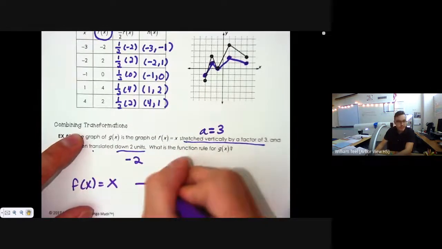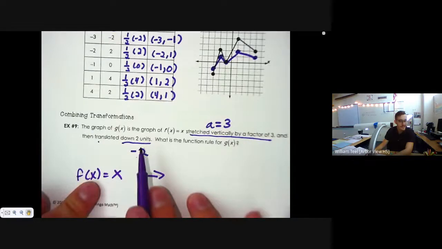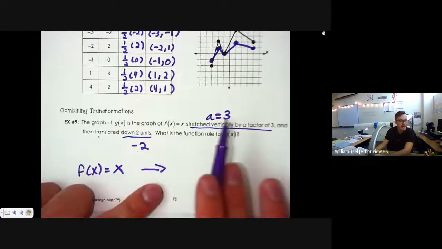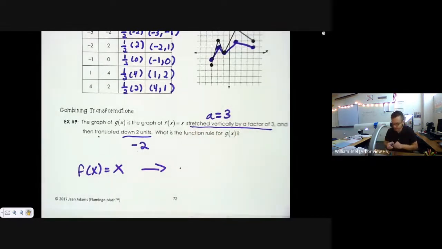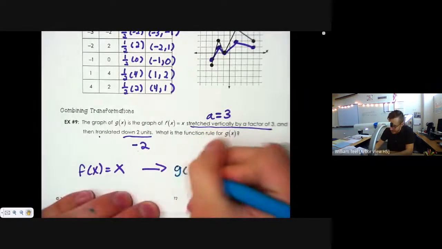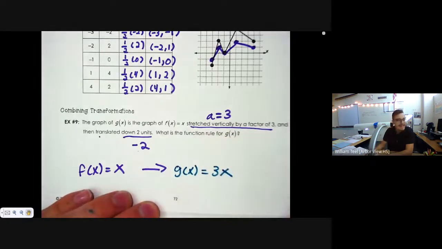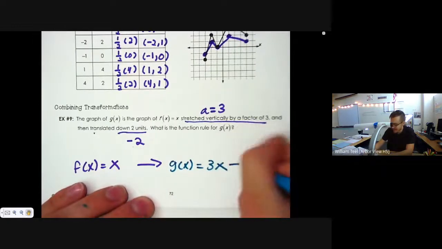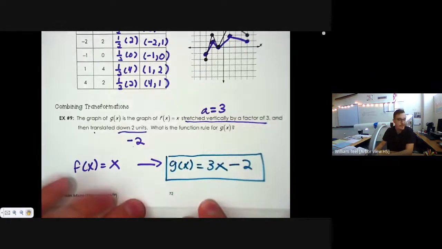So now we're going to try to account for all of the stretches and the translations. If I have stretched this vertically by a factor of 3, that means my a value is 3. So I'm going to have g of x is equal to 3x. And again, since I'm translating down 2 units, I'm going to have minus 2 on the outside. So my answer is g of x is equal to 3x minus 2.